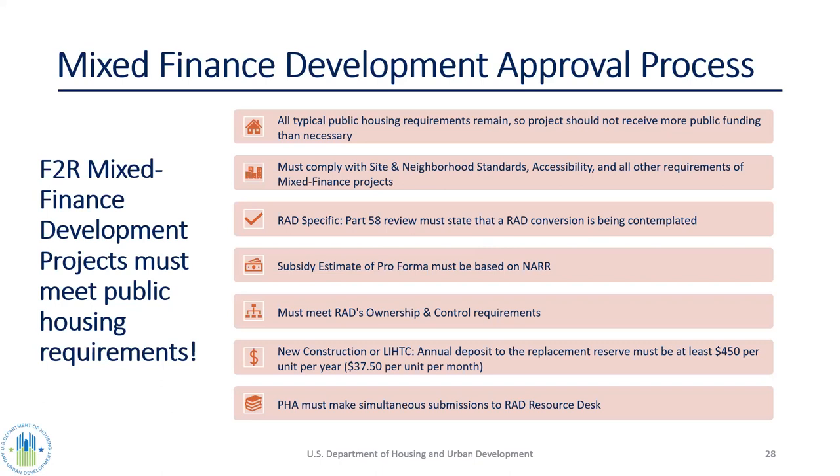Here are the ownership requirements. For new construction or LIHTC, the replacement reserve has to be at the floor level unless there's some other methodology that you want to use, but that's based on a capital needs assessment. As I said, for most projects, we see that they just go ahead and use the $450 per unit. And the PHA has to make simultaneous submissions both to the RAD resource desk and to our office. I know it's a little bit cumbersome, it sort of seems like, but we thought we're still being very innovative in layering two programs together in order to help put more affordable units on the market.